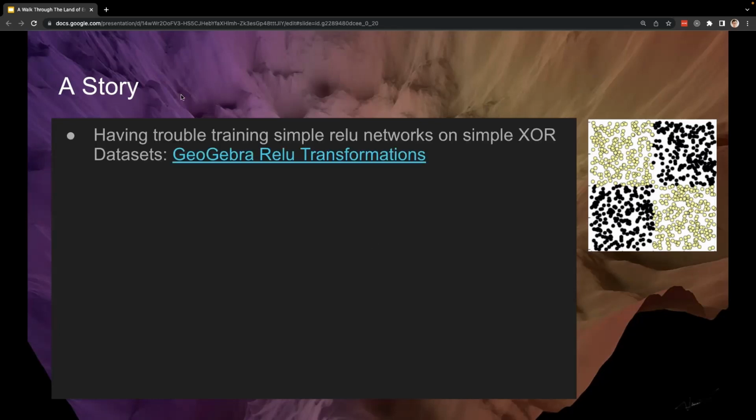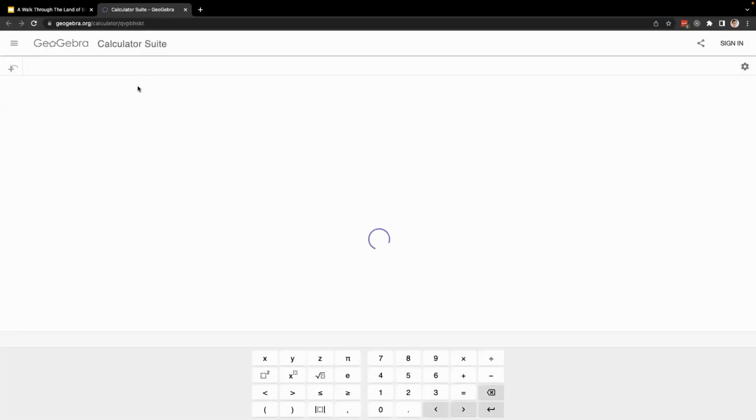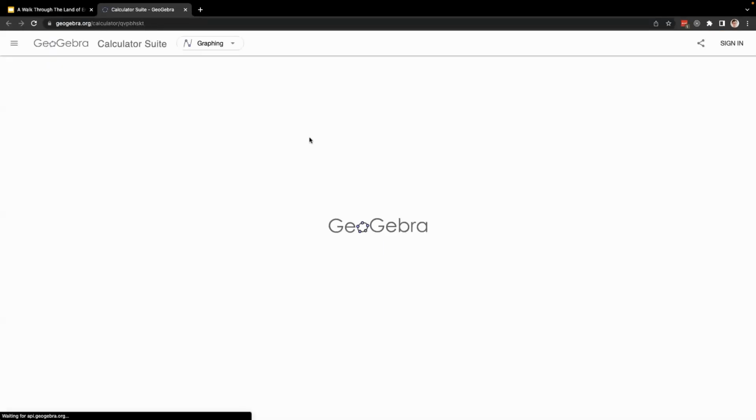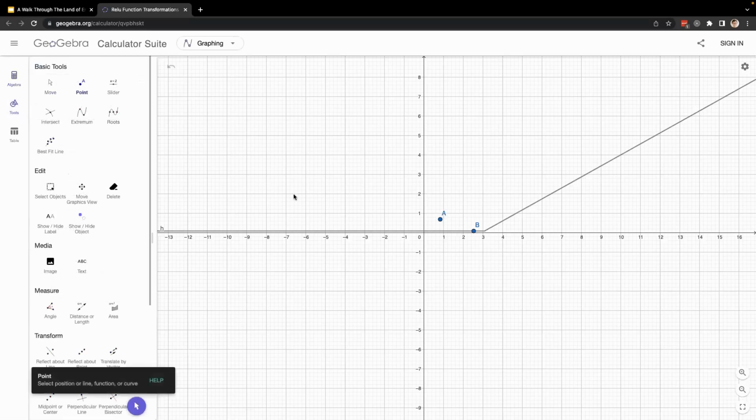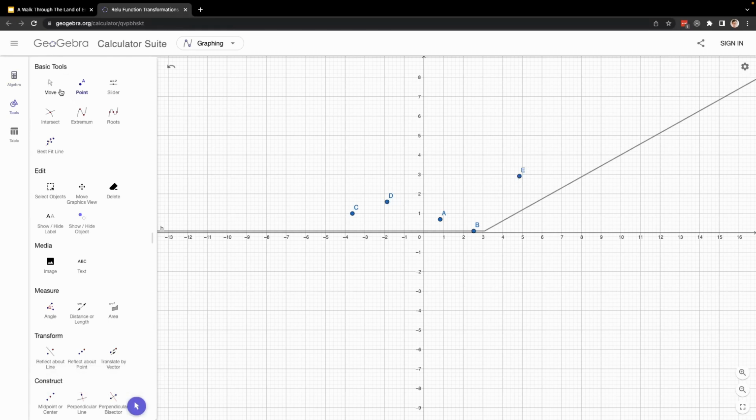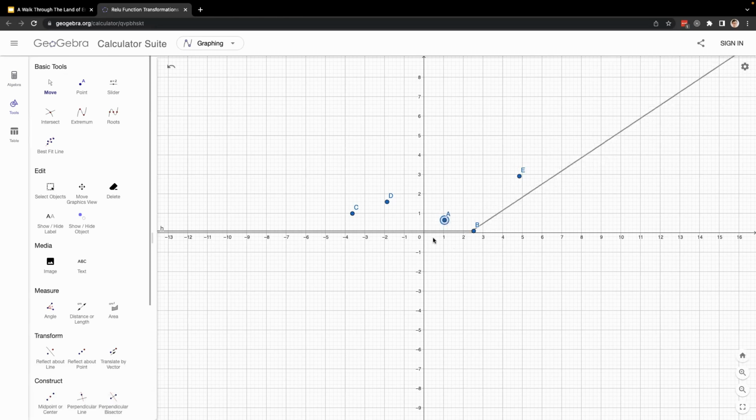So the first thing was I was trying to train just a ReLU network on XOR data. All right, so this is some XOR data, and I was trying to train a ReLU network on it. And I'm just going to use this GeoGebra example here. So I'll just draw a couple points, like here, here, and here. Maybe these are what we're trying to fit. And then A and B are our parameters, right? Our weights.